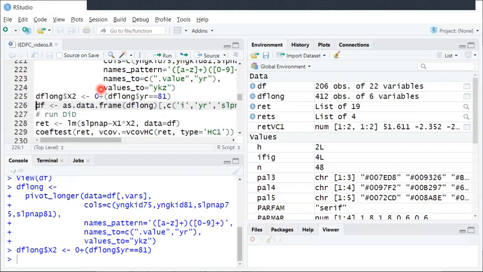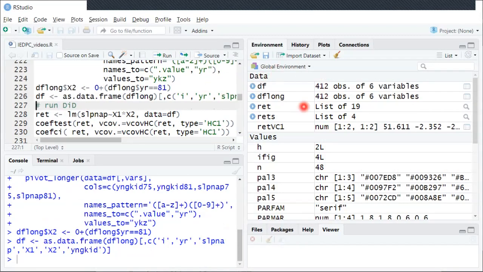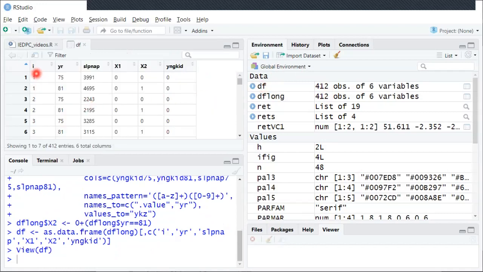And then I'll just keep only the variables we want, and then we can take a peek at our new data set. So you see now here's I, that's which individual it is. Individual 1 has observations in both the first row and the second row. The first row is individual one in 1975, that year. The second row is individual one in 1981, different year.